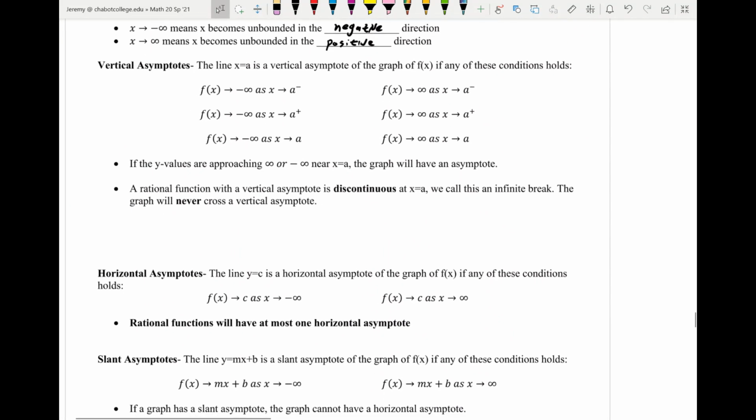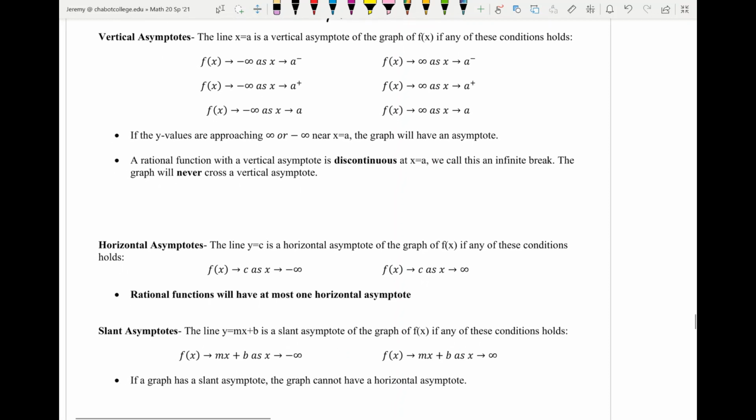All right, now let's talk about horizontal asymptotes a little bit. The line y equals c is a horizontal asymptote if the graph of f meets any of these conditions. So f of x approaches c as x goes to negative infinity, or f of x approaches c as x goes to positive infinity.